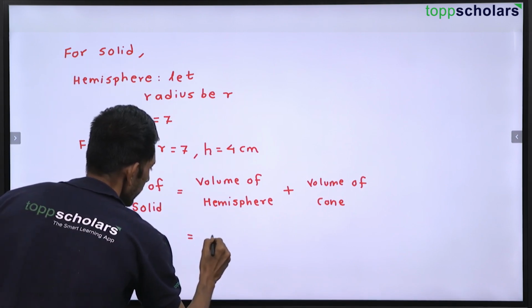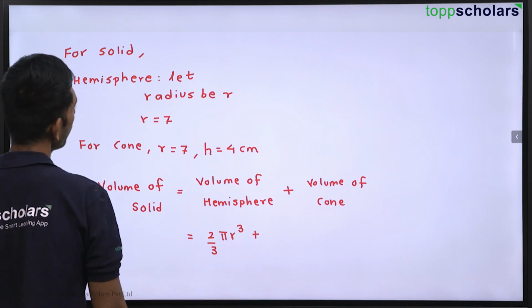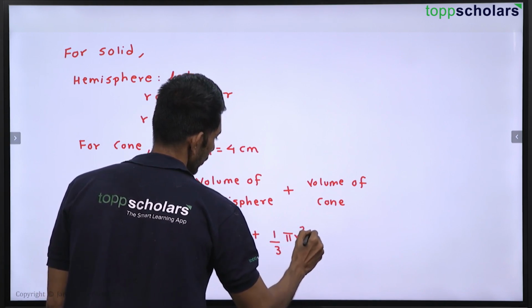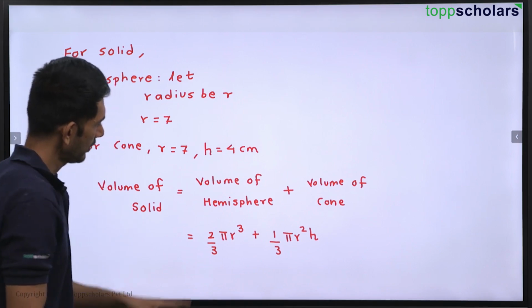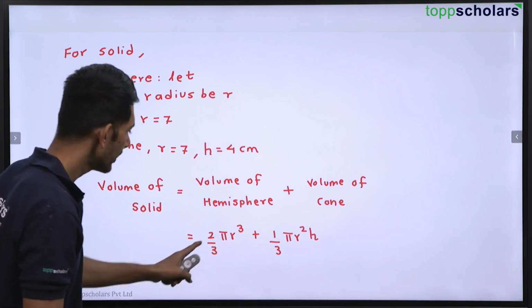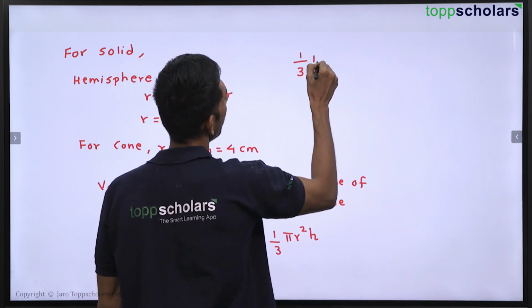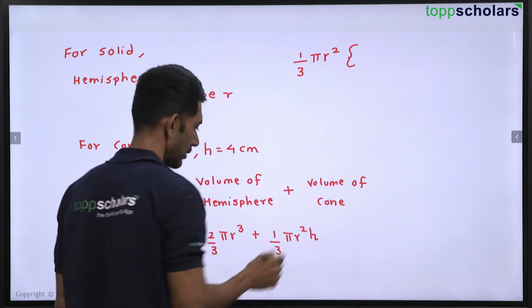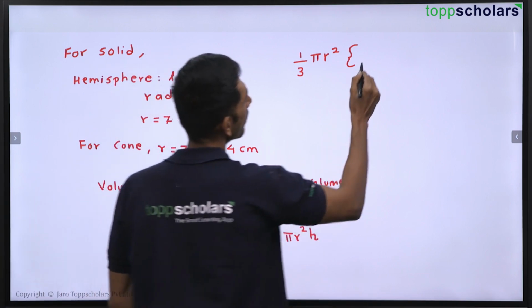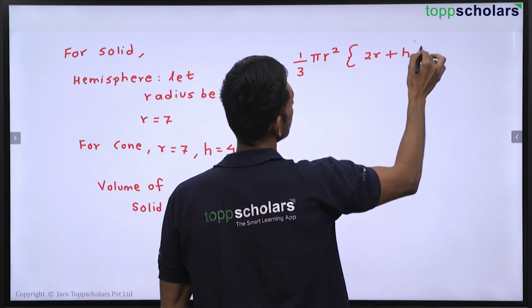What is volume of hemisphere? 2 by 3 pi r cube. What is volume of cone? 1 by 3 pi r square h. So 2 by 3 pi r cube is the volume of hemisphere. 1 by 3 pi r square h is the volume of cone. Can I take 1 by 3 pi r square common? So 1 by 3 pi r square is common. So only 2r will be remaining here. So 2r plus, here we will have h.